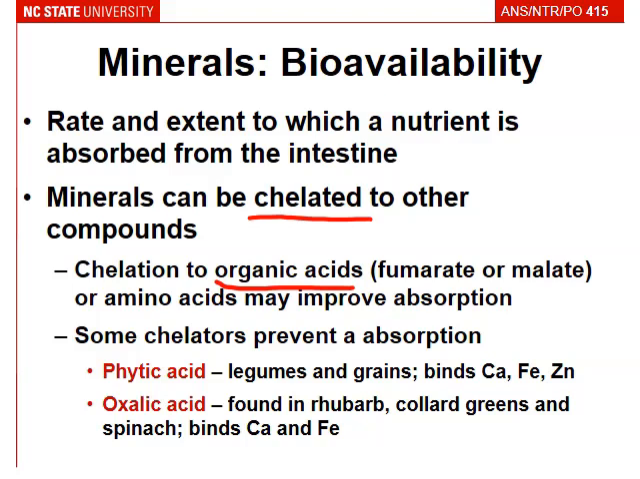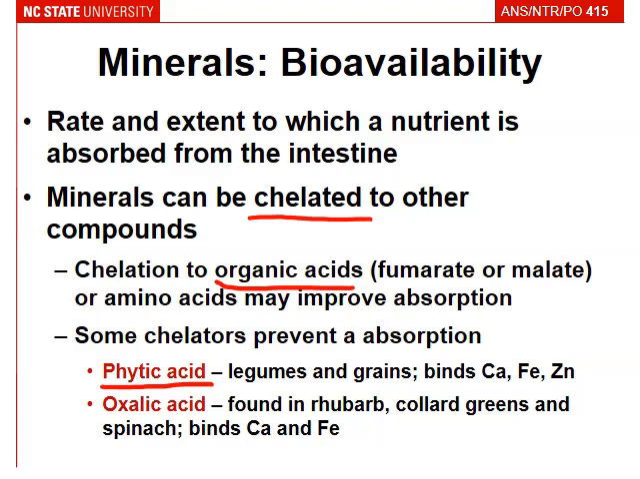In addition, there are some other chelators that are naturally found within foods, and these prevent absorption. The most common ones are phytic acid. These are found within legumes and grains, and they bind calcium, iron, and zinc. And then we have oxalic acid. These are found in rhubarb, collard greens, and spinach. So this binds calcium and iron.